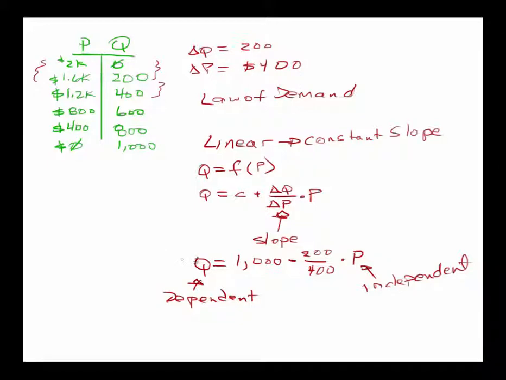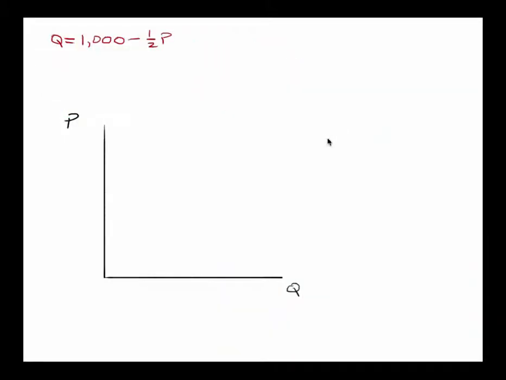Okay, so we have our linear equation for Ashley's demand function. It is Q is equal to 1,000 minus 200 over 400 times P. So if we go one more step and we simplify this, we can find Ashley's linear demand function is Q is equal to 1,000 minus 1/2 P. Now let's graph Ashley's demand function.